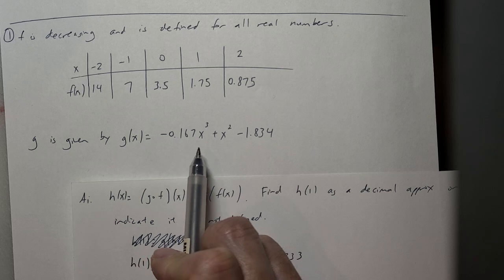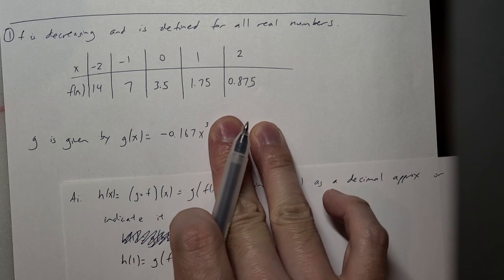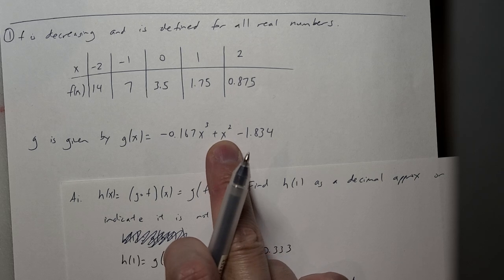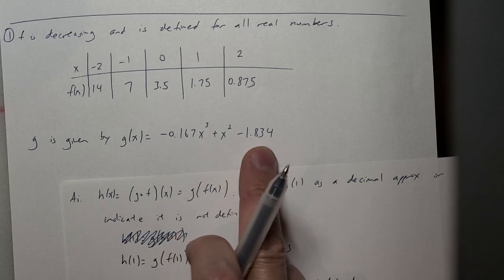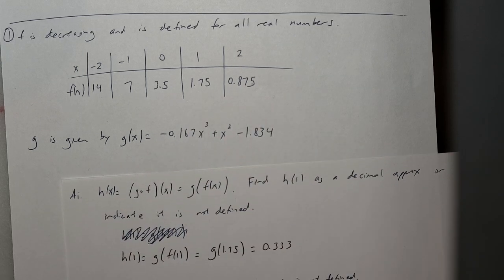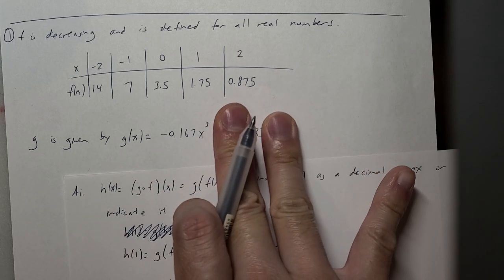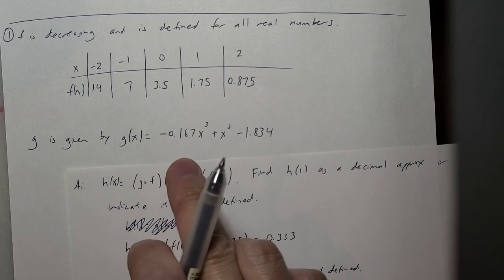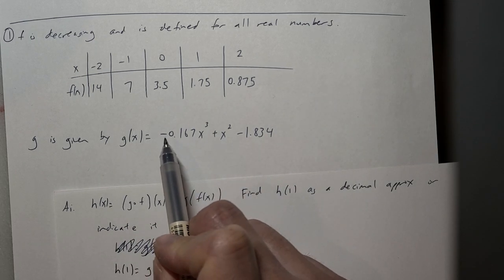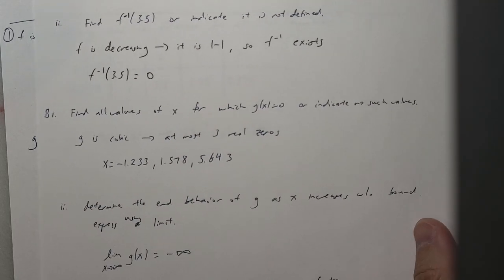As x keeps getting bigger, we can ignore the lower degree terms because imagine a million cubed is so much bigger than a million squared, right? And a million cubed is for sure much bigger than minus 1.834. So as x keeps getting bigger and bigger, these two become insignificant, okay? Some big number cubed is positive, but we have this negative here. So it'll be negative infinity.